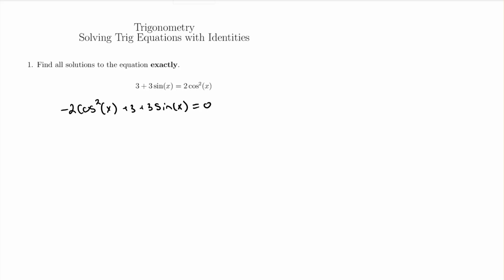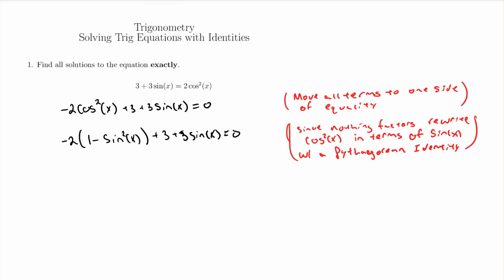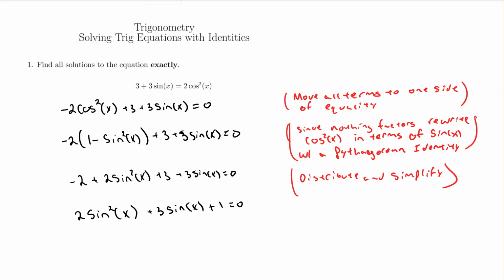Now, I don't have a reasonable identity to use to write sine in terms of cosine. I would need to mess with what's inside of the trig function to do that, which I don't want to go there. But we have Pythagorean identities, which are going to let me rewrite cosine squared of x in terms of sine. So I'm going to do exactly that. Now that I've done this, I'm going to distribute and simplify to see what I get, and that will leave me with the following. And now this kind of looks like a quadratic.